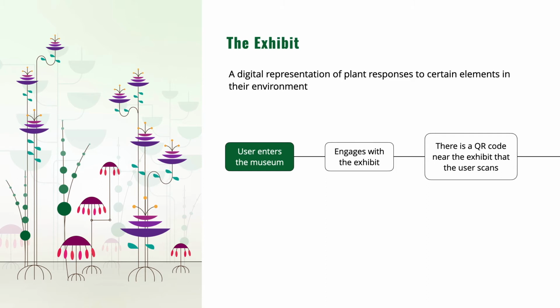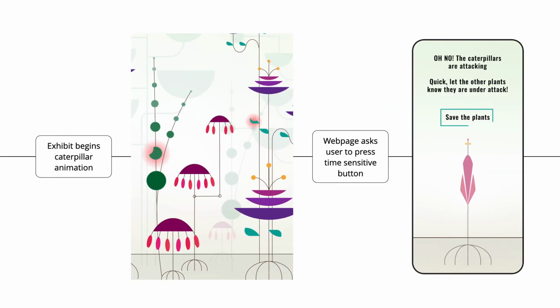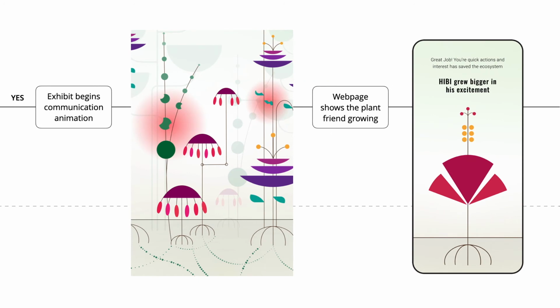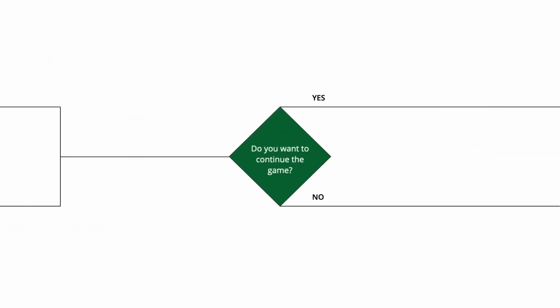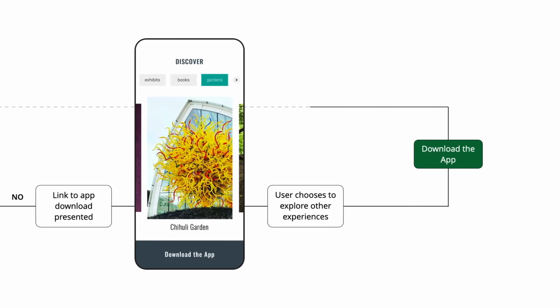A visitor would start interacting with this exhibit by scanning a QR code near it. This opens a web page that gives a preview of what the user can expect from the app. It introduces the user to a plant that needs help to grow. The following sequence of interactions includes animations of the plants in the exhibit responding to events in their environment and the user's actions. The sequence ends with a link to download the app or an opportunity to explore similar plant-related experiences.